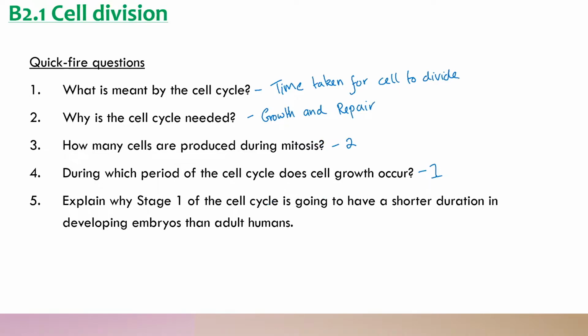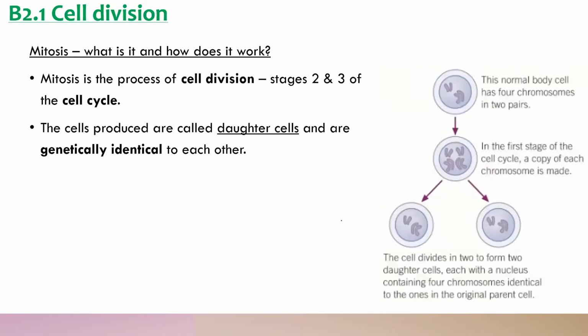Explain why stage 1 of the cell cycle is going to have a shorter duration in developing embryos than in adult humans. Obviously embryos are growing, so they need to grow and develop. You'll see some exam questions a little bit more precise than that. This is actually a bit harder.